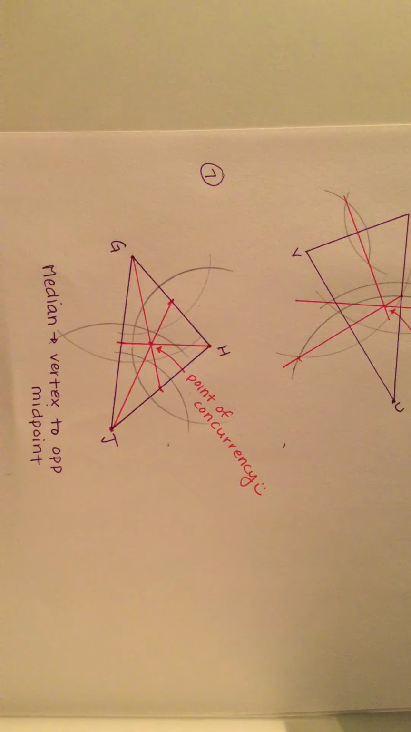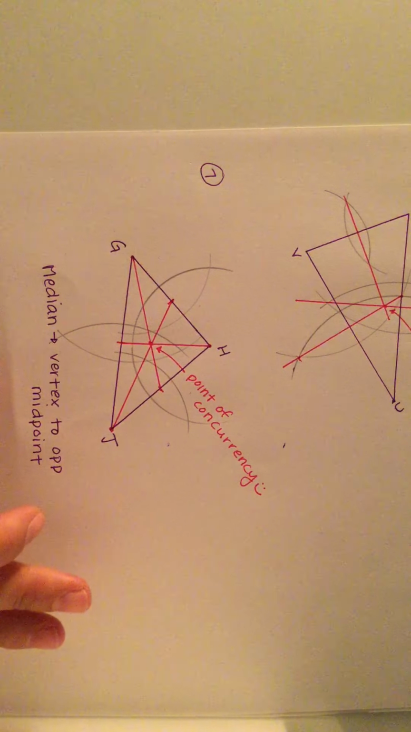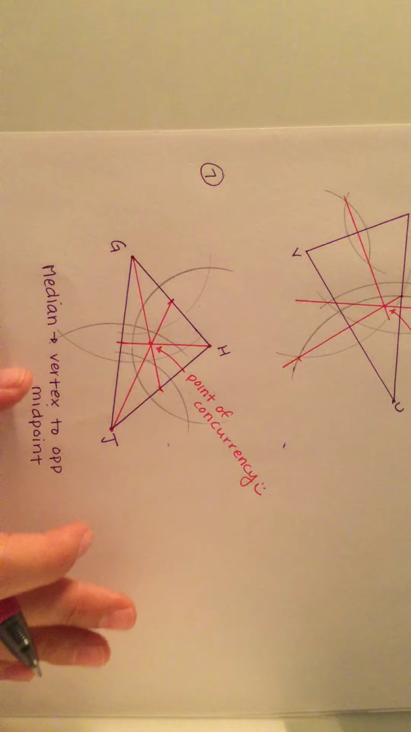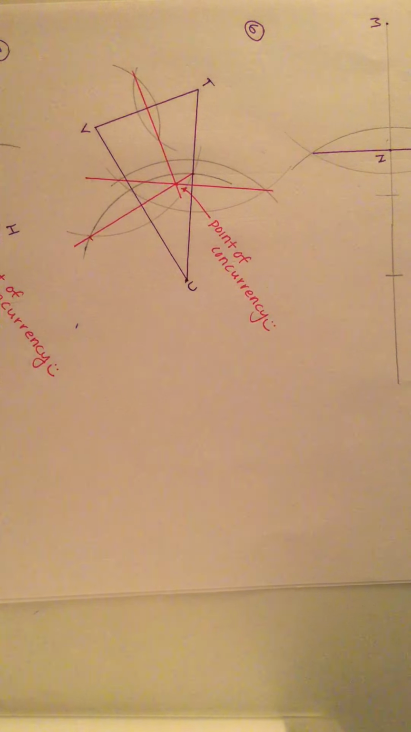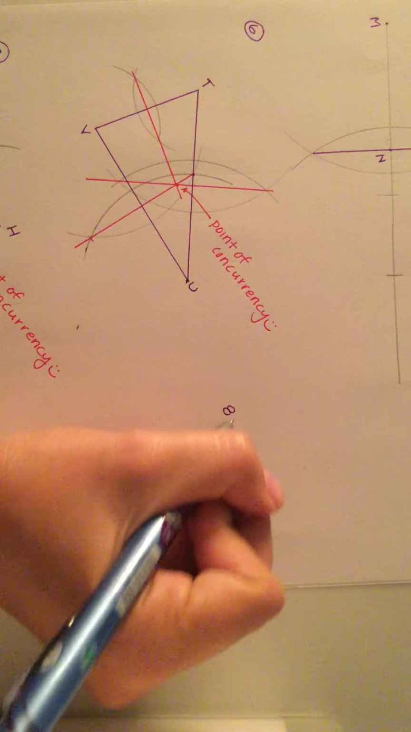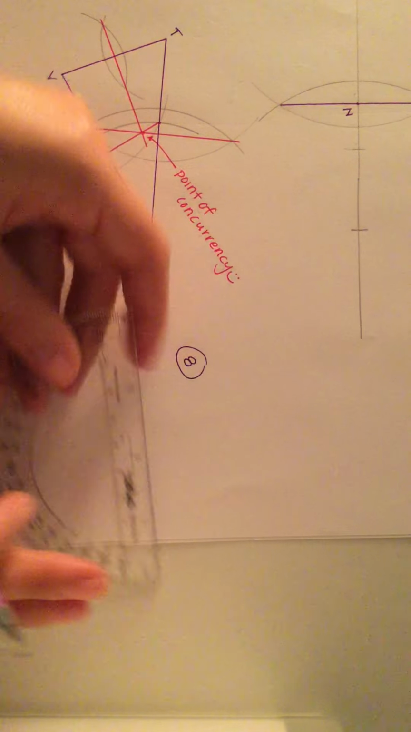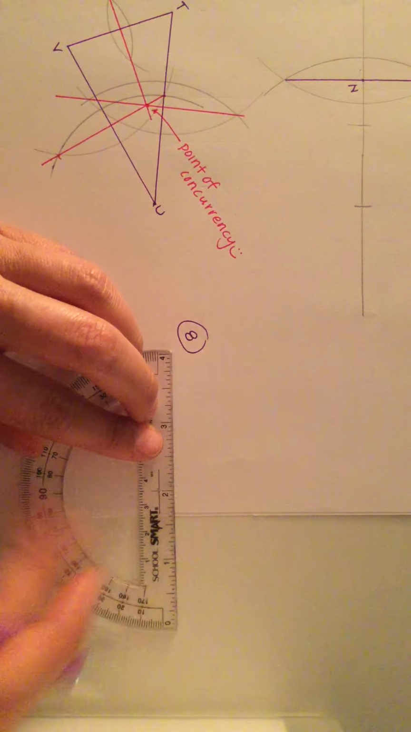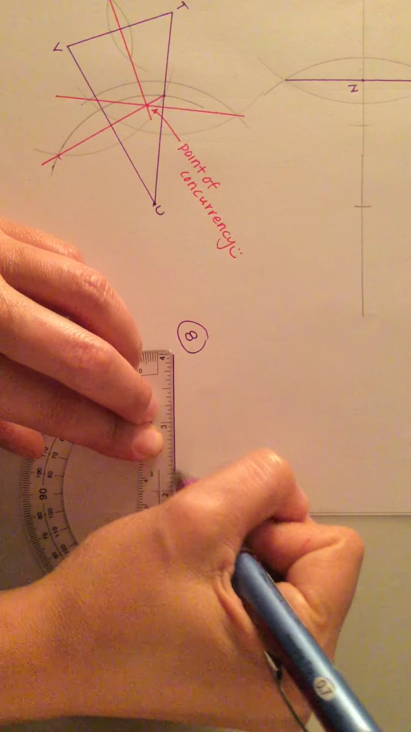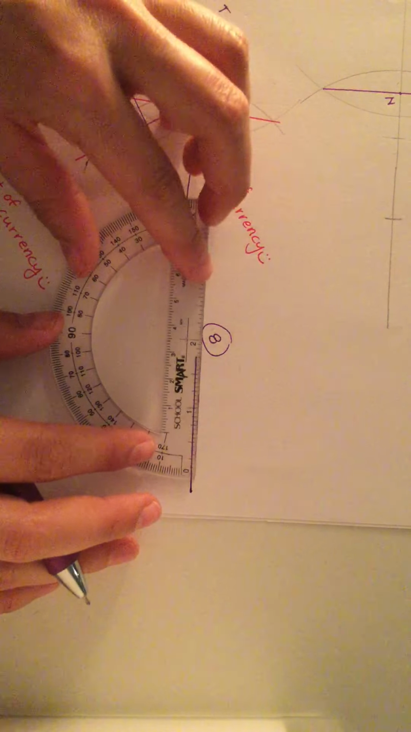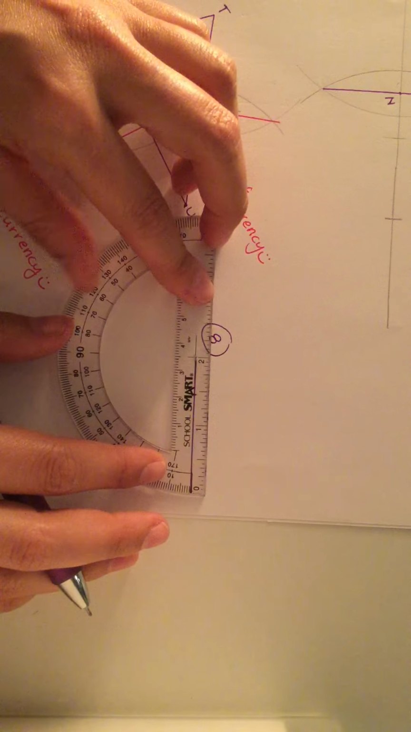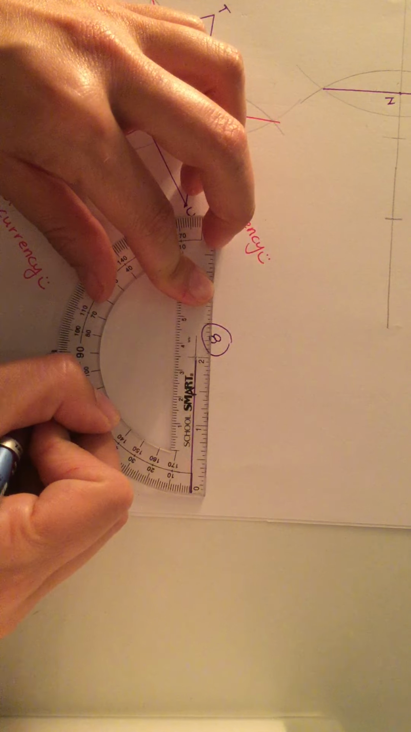All right, for number 8, we want to draw a rectangle PQRS, and then we want to use constructions to find the midpoints of each side. We're going to connect them and see what type of quadrilateral we have constructed. So for number 8, when I draw a rectangle, I know that the opposite sides of a rectangle are going to be congruent. So I'm going to make this 2 inches. And then I want 90-degree angles.